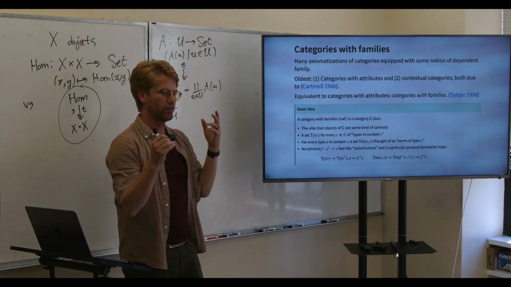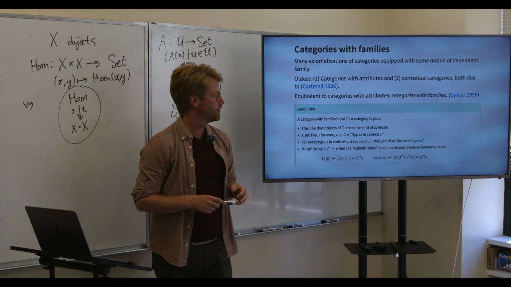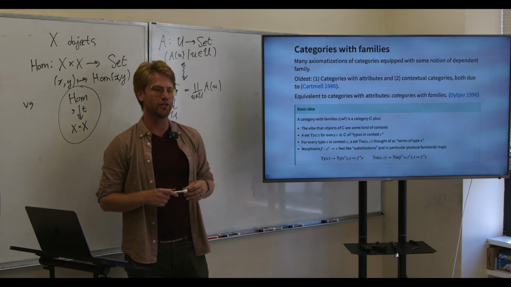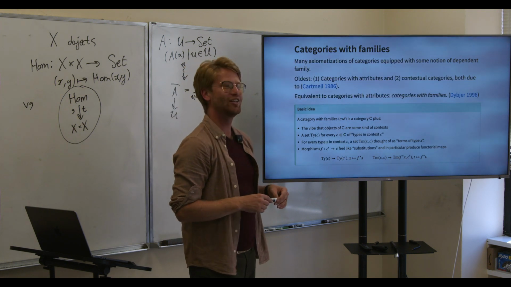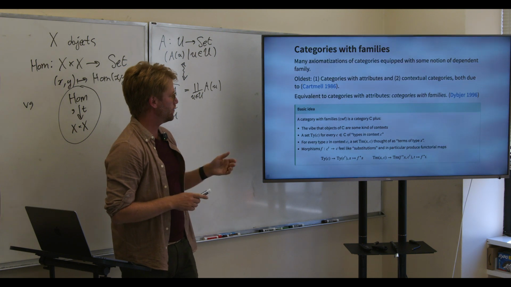But I'm going to go with a variant of categories with attributes today called categories with families. Okay, just a bunch of background. I'm going to talk about categories with families. That's a notion that's due to Dybjer, if my Swedish is on point there. Anybody wants to help with the Swedish, feel free. And here's roughly what it is.